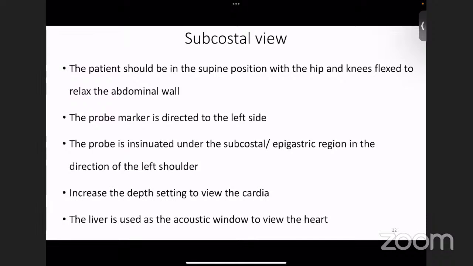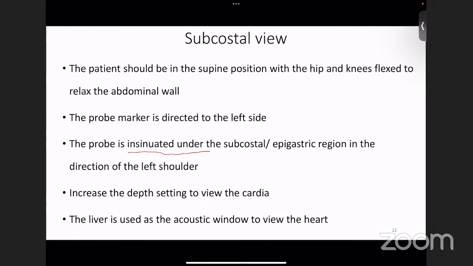So here the patient position should be supine, which is what we see normally in our ICUs. You should make the patient flex his hip and knees so that the abdominal wall is relaxed. Then the probe marker has to be placed on the left side. Then the probe is insinuated. This is a little bit hurting to the patient because you have to press the probe under the epigastrium to look at the heart. So this is a little uncomfortable for the patient.